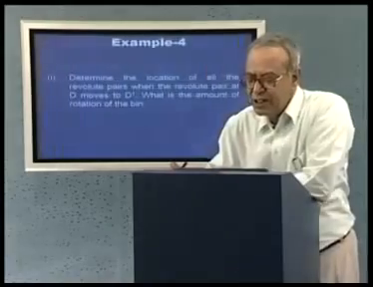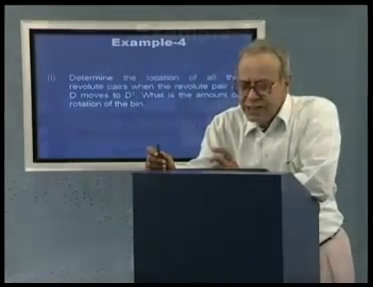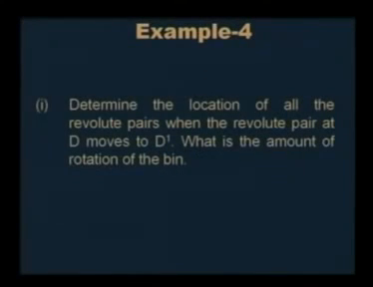The problem that we have just solved, let me now restate the problem for your benefit. This was our example 4. The first part of the problem that we have just solved is to determine the location of all the revolute pairs when the pair at D moves to D1. We have also found out the amount of rotation of the bin corresponding to this movement.